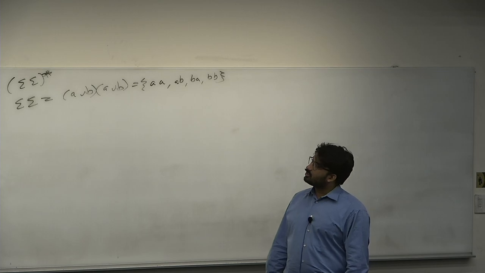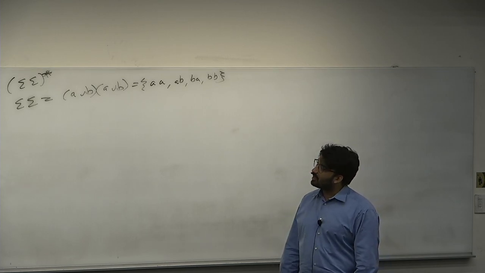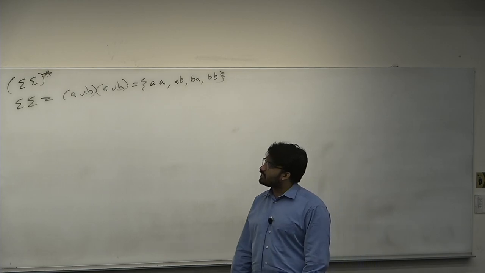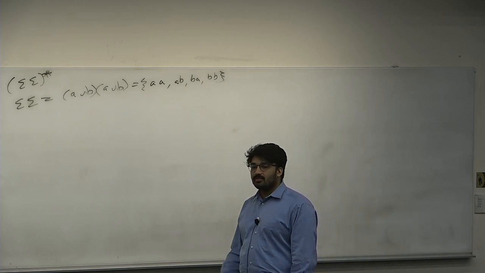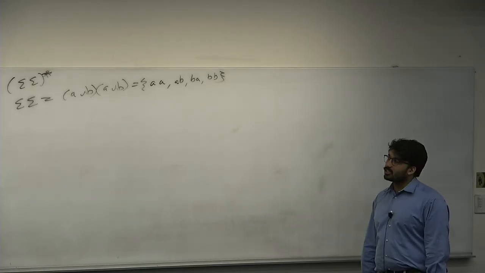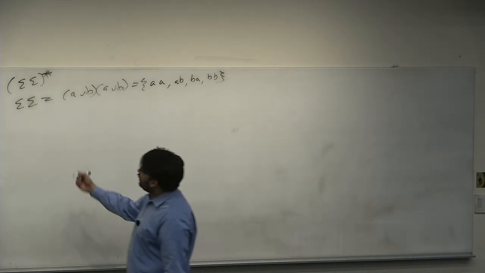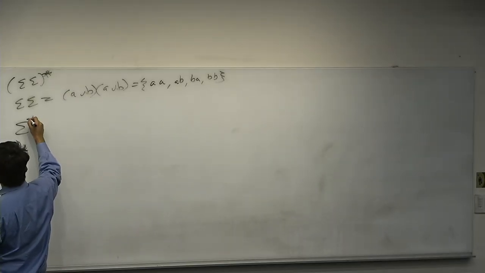Sigma star does contain the empty string. That's a little gotcha. If you have anything to the star, it's 0 or more copies of it, so anything to the star must contain the empty string. Yeah. Let's consider how different this is from sigma star.